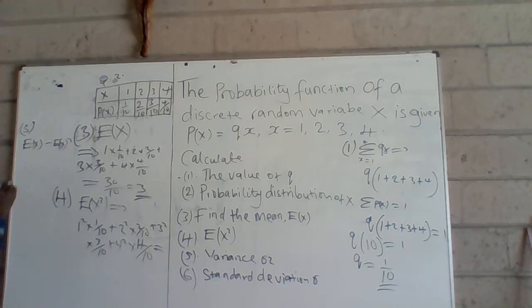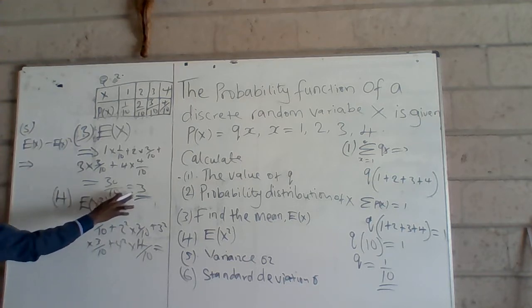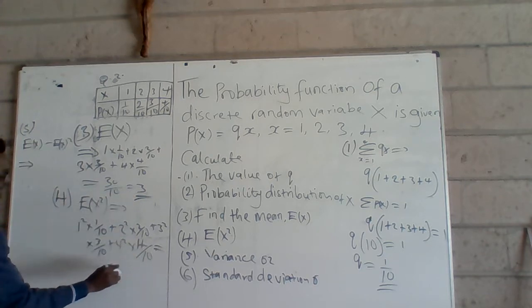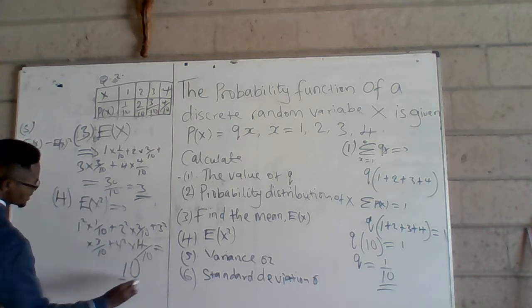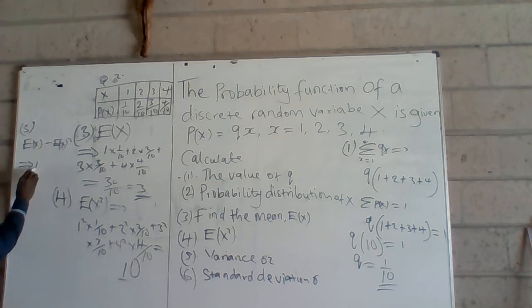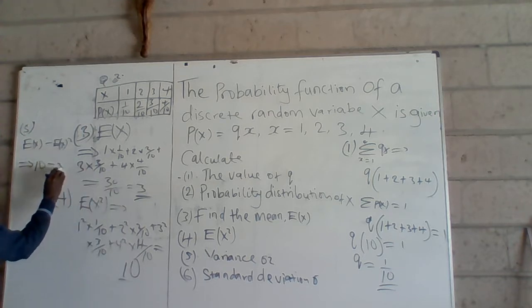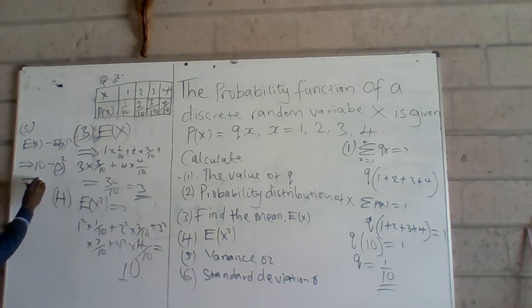This implies that we will have, what is our expected value? Our expected value is here, 3. Here, if you do, you will get 10. The answer here is supposed to give us 10. So we will have 10 minus the expected value, which is 3, so it is 3 squared, because this is squared. And this is our variance. This variance will be equivalent to 10 minus 3 squared. 3 squared is 9. So 10 minus 9 is 1. So 1 is our variance.